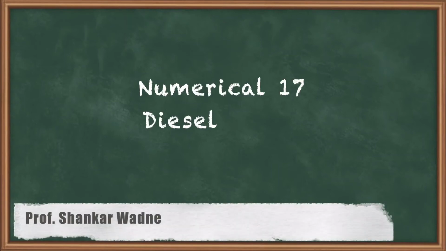Hello my dear students, in this lecture we are going to see one previous year GATE numerical on CI engine, that is compression ignition engine, means diesel cycle. This question was asked in GATE 2014 for 2 marks in set number 4. Now let us understand the question.